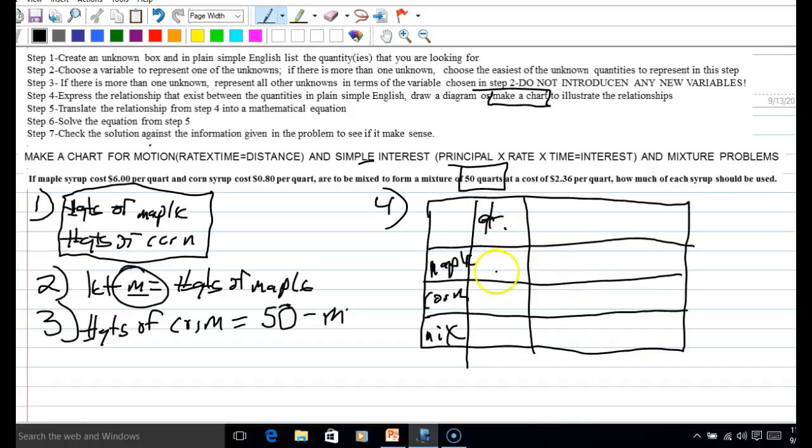So, how many quarts of maple syrup did I use? Well, I've got that specifically defined in step 2. I used M quarts. I used 50 minus M quarts of corn syrup, which I had specifically defined in step 3. And in the mixture, I have 50 quarts, period.